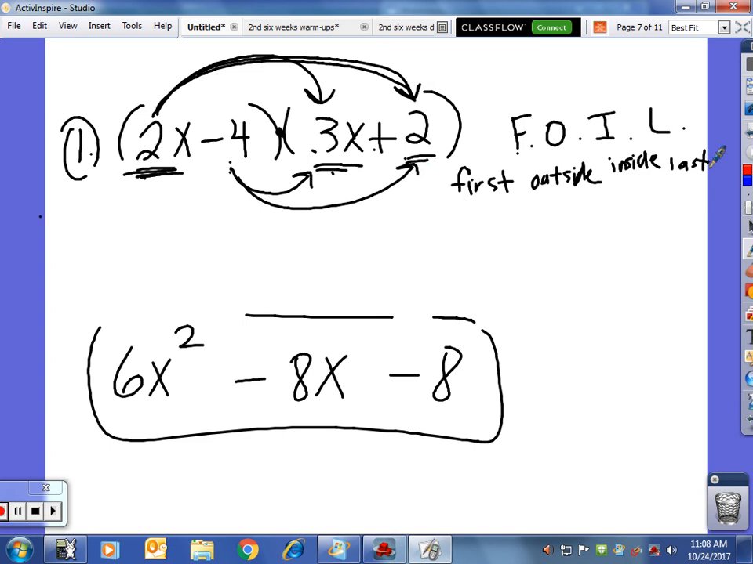So it's just kind of to remind you, you should have 4 little products. The first terms, the outside terms, the inside terms, and the last terms. You should get 4 little products when you multiply a binomial times a binomial. The middle 2 are going to be like terms, so at the end you do have to add them up. So your final answer will only have 3 terms, but your initial answer should have 4 little products.